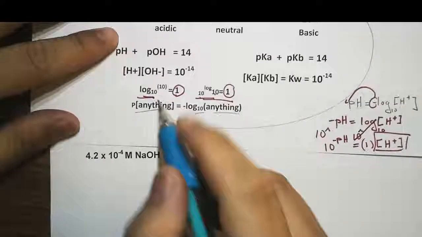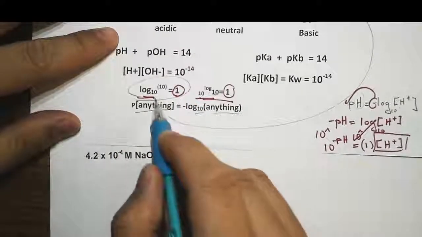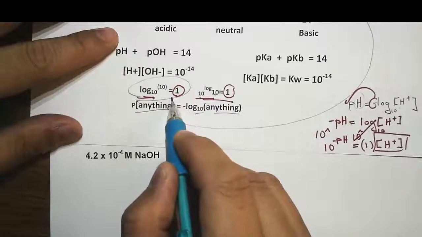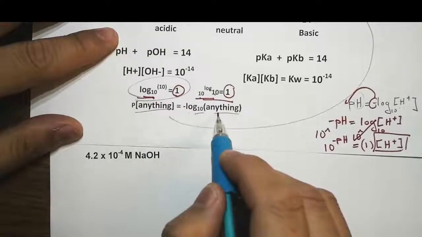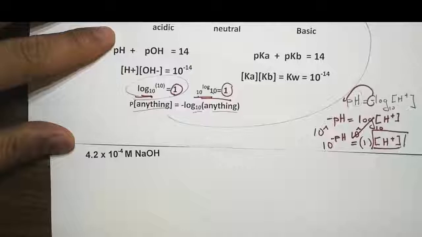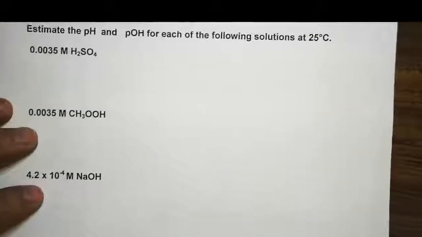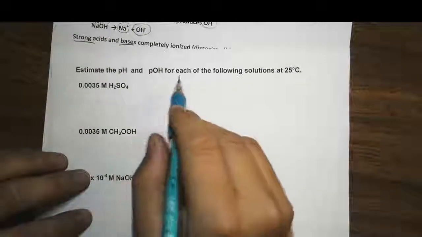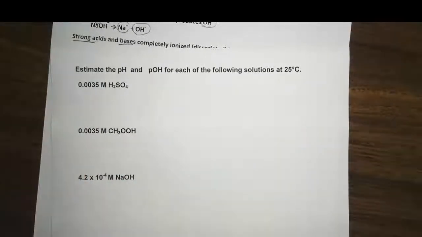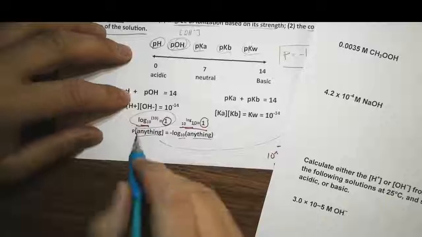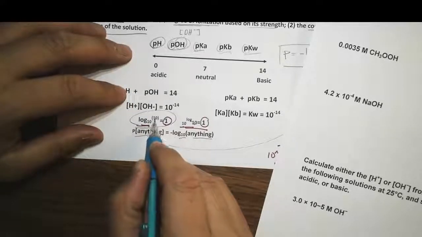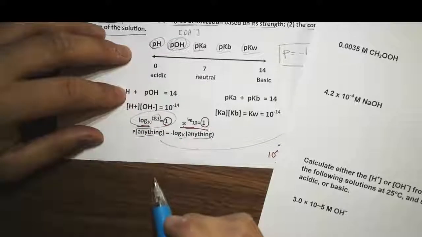Now let's talk about this part right here. How can we use this to estimate our pH? Because pH is about the negative log of something with a base of 10. So in this case, let's look at this problem. Estimate the pH and pOH for each of the following solutions at 25 degrees Celsius. Well, if you look at this, we have to make our problem in a way that's 10 to the power of something, okay?